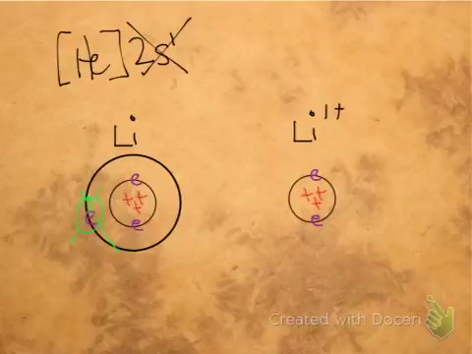So everything in that first group, group 1, is really eager to lose an electron because then they can look just like the noble gas. So they tend to have very, very low ionization energies. It doesn't take a whole lot to convince them to give up an electron.